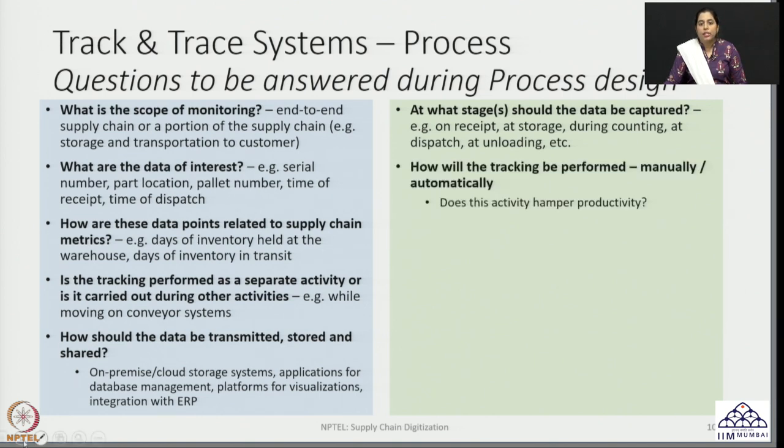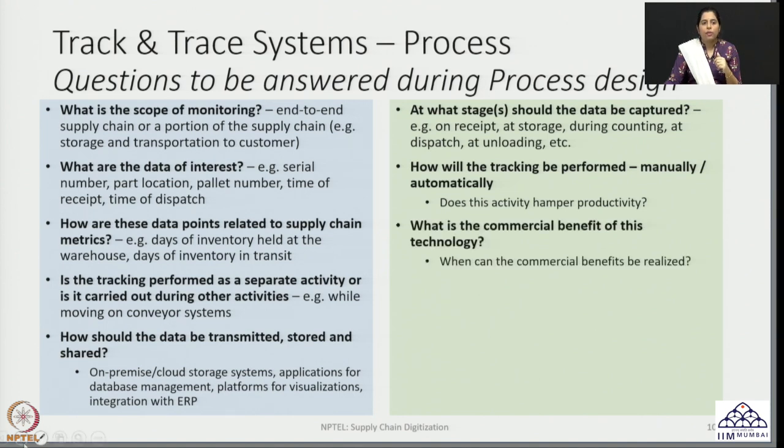Similarly, we would be interested in knowing whether you want to carry out this tracking manually or through automated systems, such as, like I said, we could use RFID tags and wireless sensors to make it more automated. If we see that the activity of doing the labeling and scanning itself is hampering productivity, then we may need to take a call on making it automatic as well.